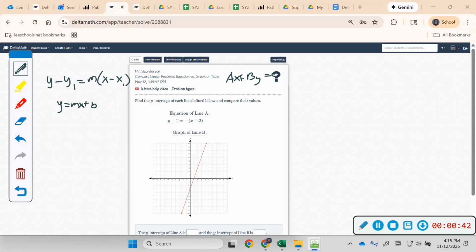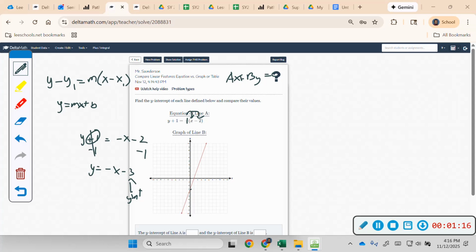To do that, I need to distribute the negative 1 that's right here. So y plus 1 is equal to negative x minus 2. Then I'm going to move this 1 to the other side by subtracting 1 from both sides. So y is equal to negative x minus 3. Now you can identify the y-intercept. The y-intercept is negative 3. So the y-intercept for that was negative 3, and the y-intercept here is also negative 3. So both of them are negative 3.